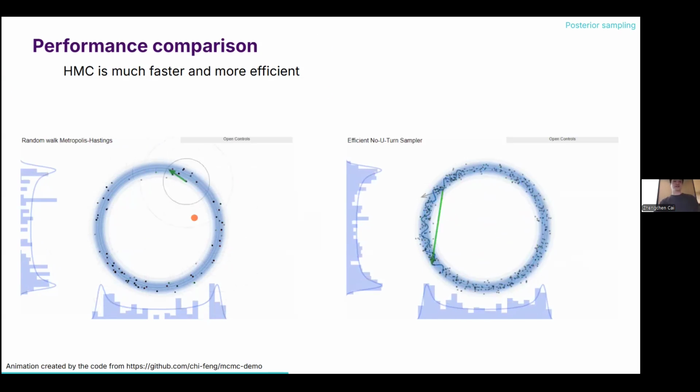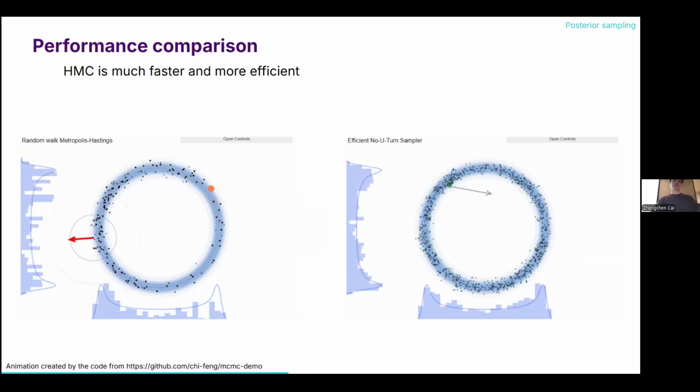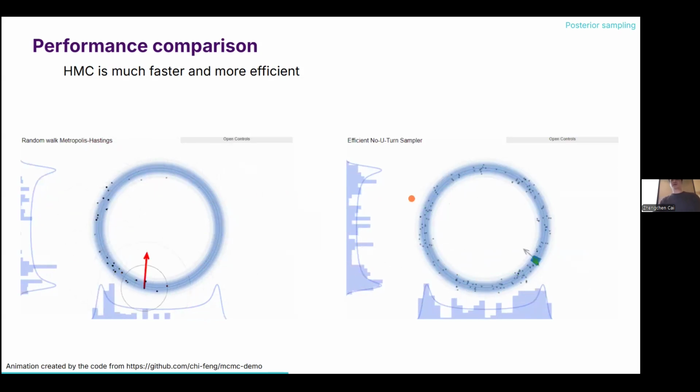And this one actually struggles. Some region it cannot sample with a small number of draws. So if you wait long enough, this one will also work. It will converge, but you need a lot of computation. Okay.